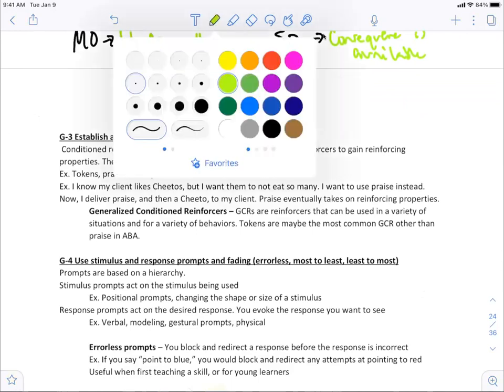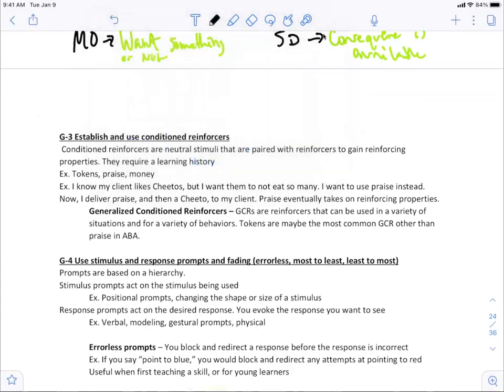Okay, G3, establish and use conditioned reinforcers. What is another term for conditioned reinforcers? Secondary reinforcers. Remember, primary reinforcers are what? Unconditioned. So how do we condition reinforcers? We pair them with other reinforcers to gain reinforcing properties.